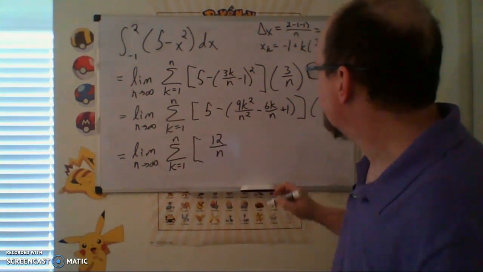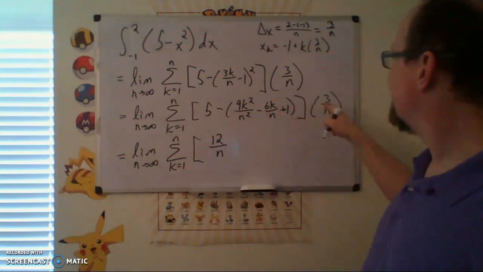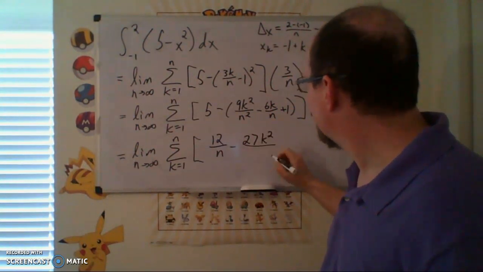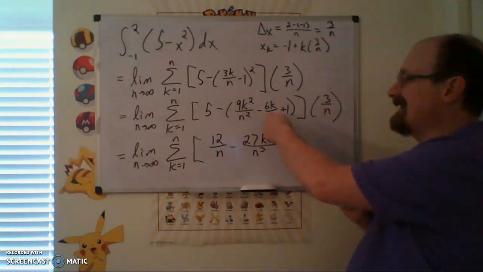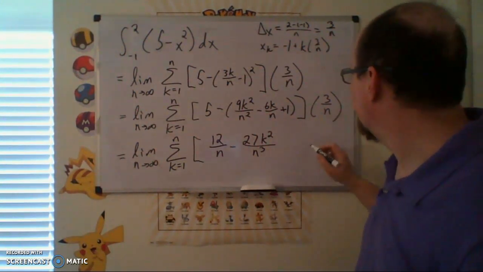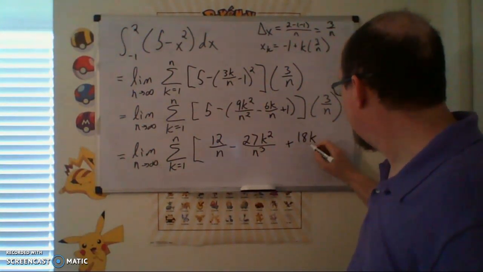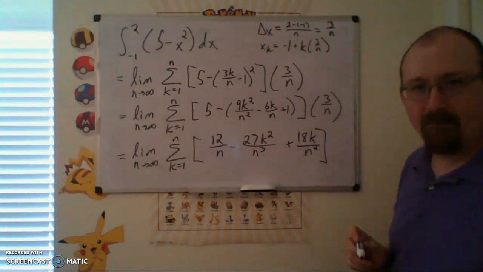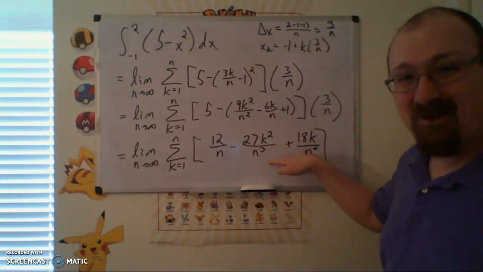I don't judge. So we'll have minus 9k squared over n squared times 3 over n. So that's 27k squared over n cubed, minus a negative 6k over n, so plus 6k over n, times 3 over n. So that's going to give me a plus 18k over n squared. Got to be very careful that I don't overlook a factor of n or something, because it'll grossly throw stuff off. So now, this is the guy we got to deal with.